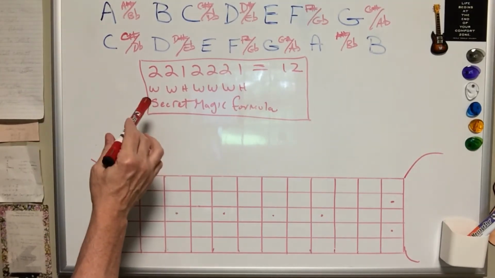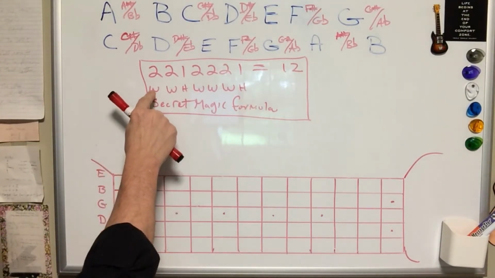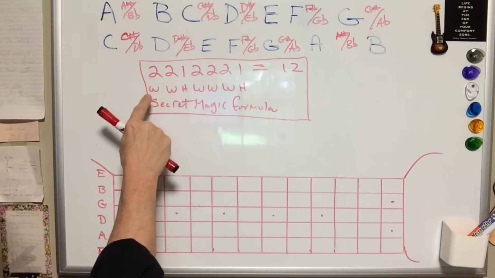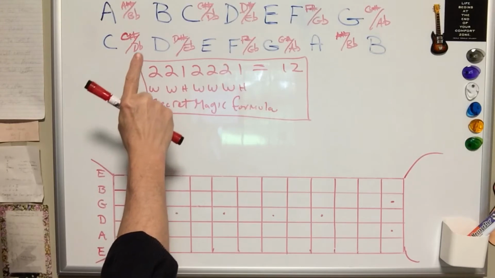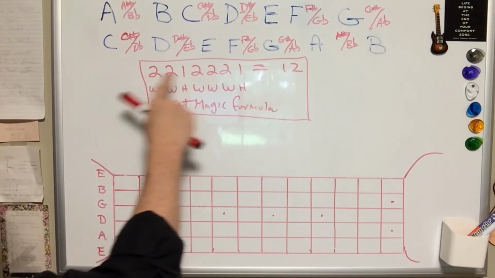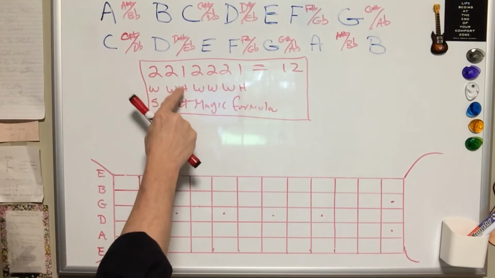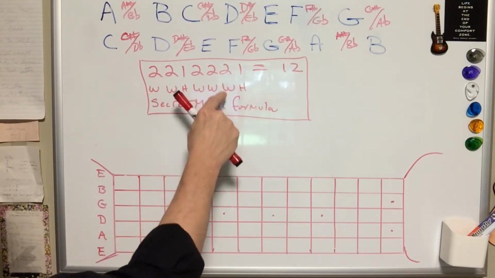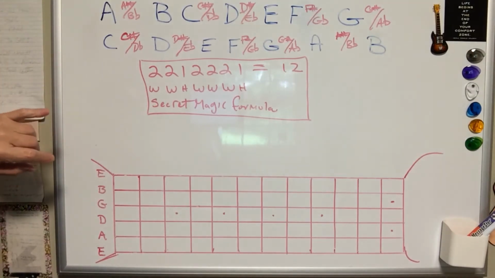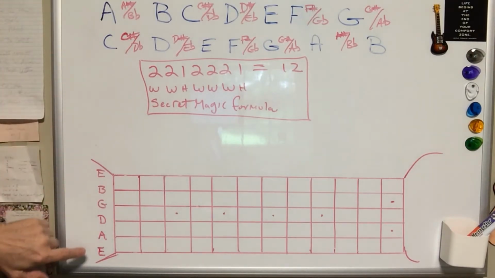So, another way we could say that would be W means whole step, H means half step. So, the formula for a do, re, mi major scale is right here. Whole step, whole step, half step, whole step, whole step, whole step, half step. And as a quick aside, once we decided that we knew two things.